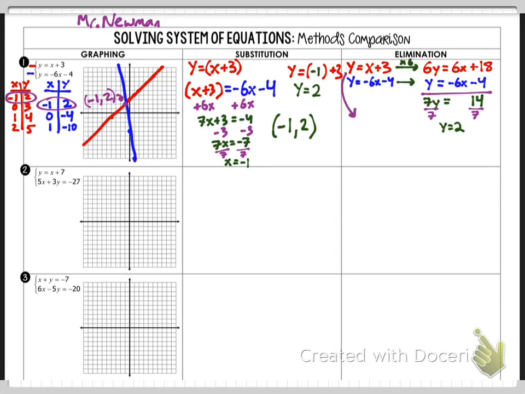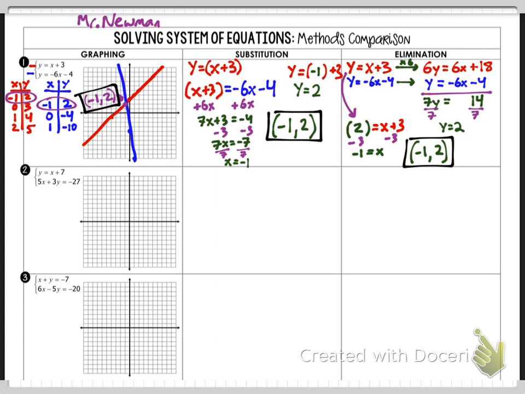I'm going to take the top red equation and I'm going to plug in 2 for y. When I do that, I need to subtract 3 from both sides to solve for x, and negative 1 equals x. So my solution for all three of these is the same. You should be getting the same solution for all three methods, regardless of how you do it.